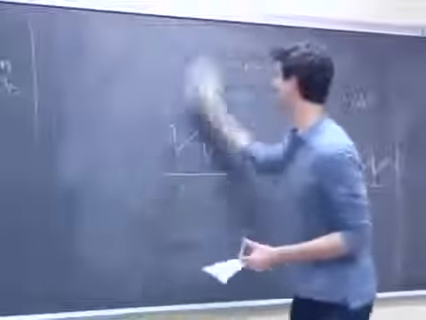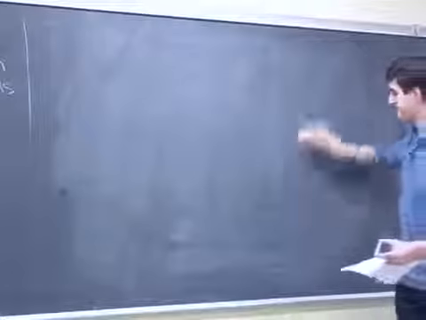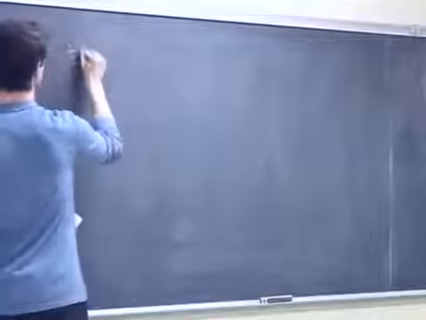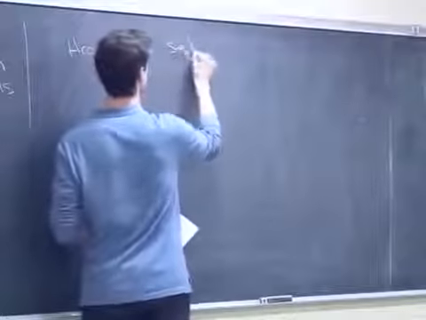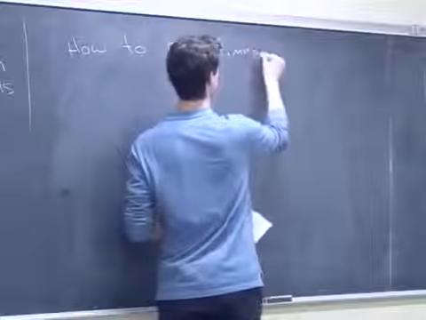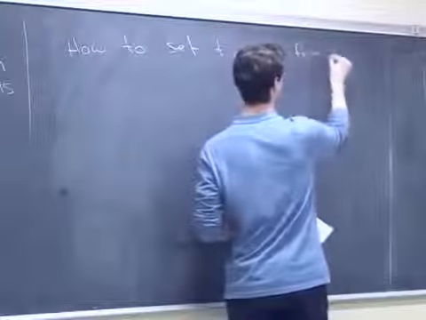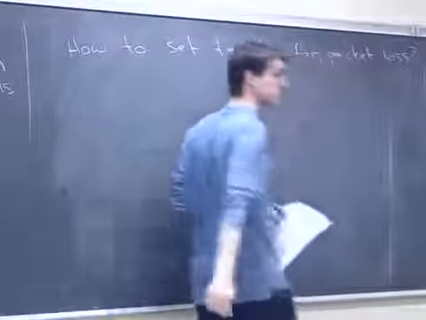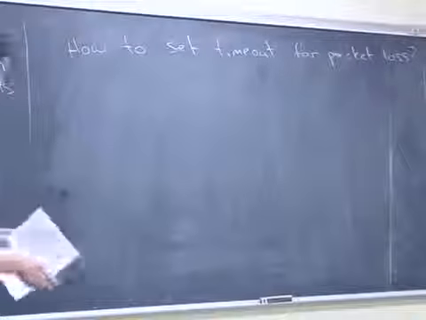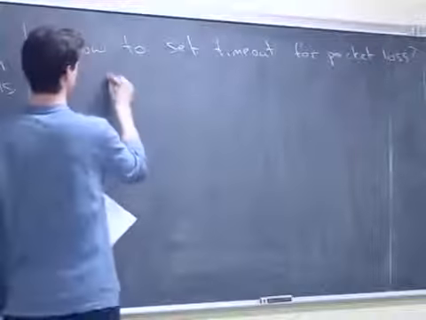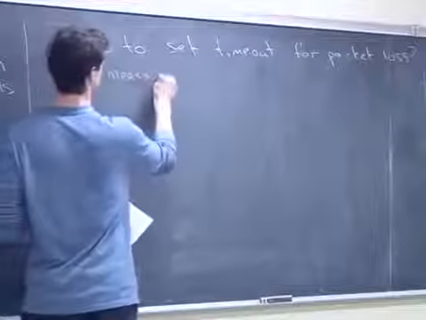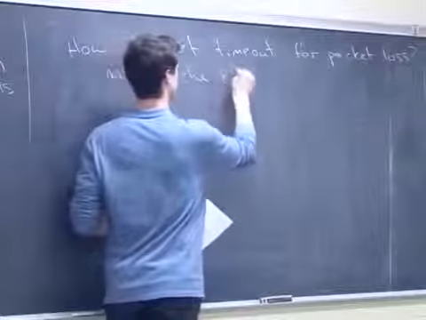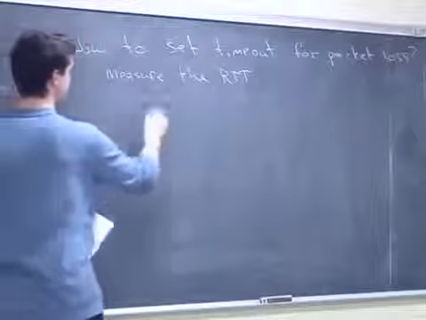Now, the other thing that we need to know is how do we set these timeout values? So how to set the timeout for packet loss. And to do this, we measure the round trip time. All right, so we measure the RTT.